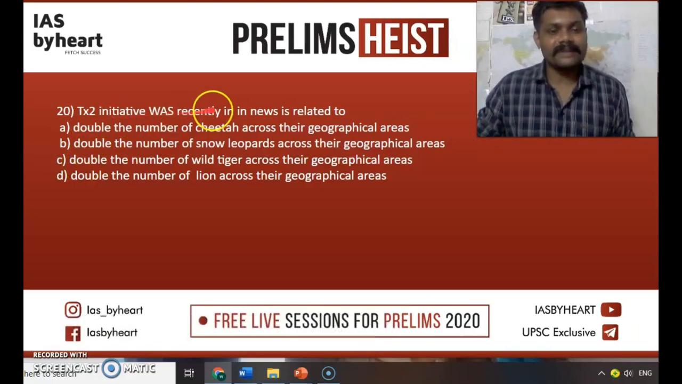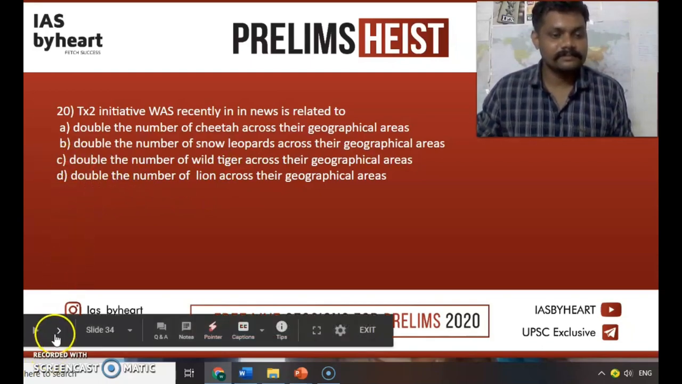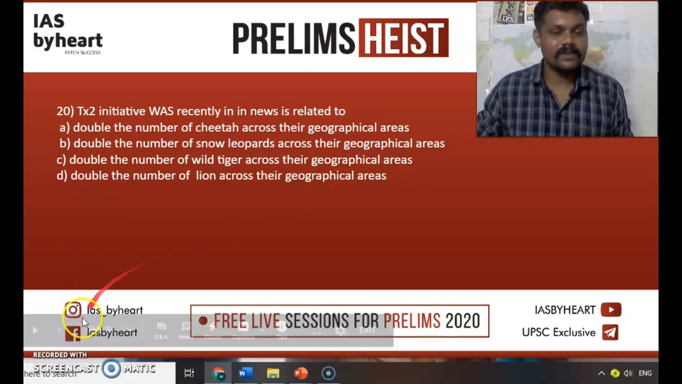The T cross 2 initiative was recently in the news. It is related to A, double the number of cheetahs across their geographical areas; B, double the number of snow leopards; C, double the number of wild tigers; D, double the number of lions. This is a direct question, our answer will be C. This is to double the number of tigers across the geographical areas.